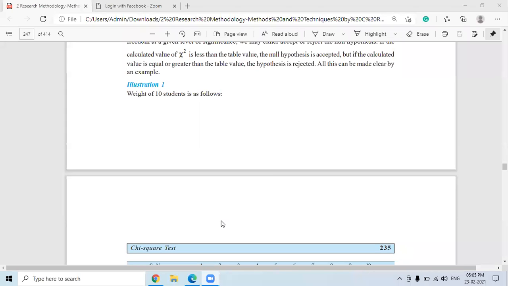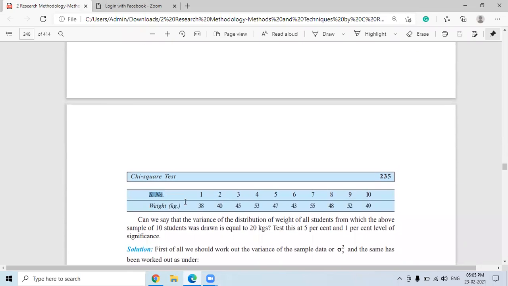Welcome all of you. So today I will give you an idea about how to solve the problem of chi-square. So this is the first problem. Weight of 10 students is as follows.